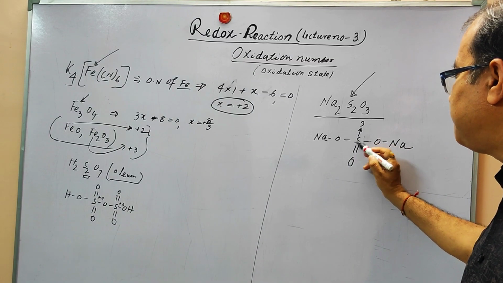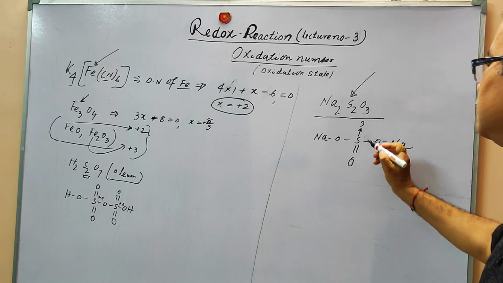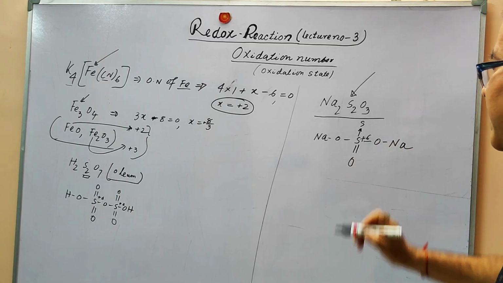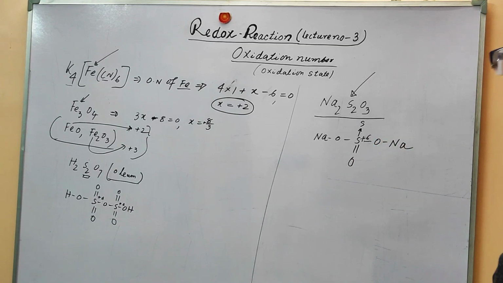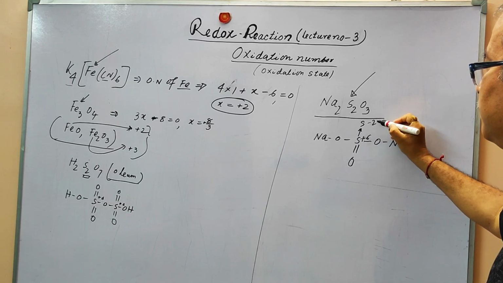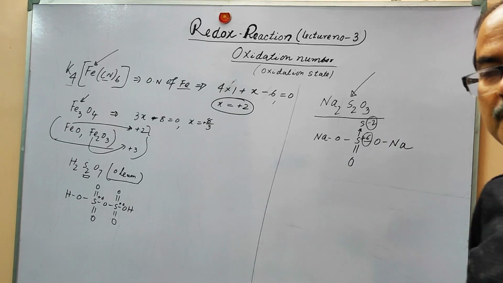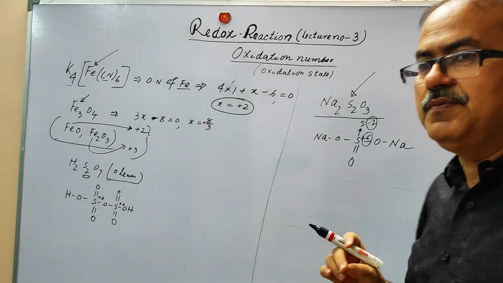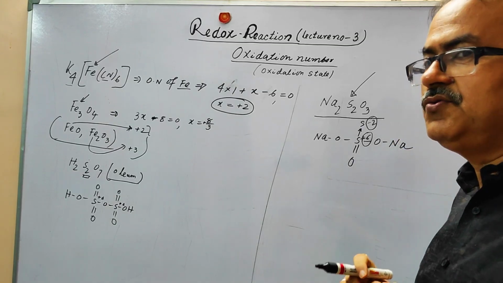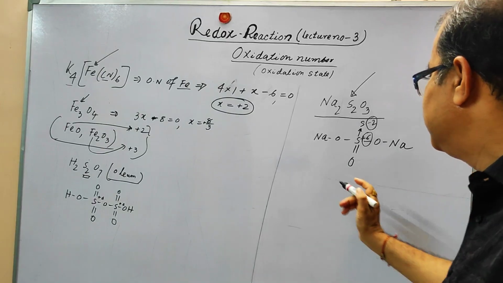Here you can see the central sulfur is joined to 3 electronegative oxygen atoms, so its oxidation number will be plus 6, whereas the terminal sulfur is joined to this central sulfur, so its oxidation number will be minus 2. This type of question sometimes comes with different options, and if you know this you can answer it correctly. So for sodium thiosulfate you will get this.